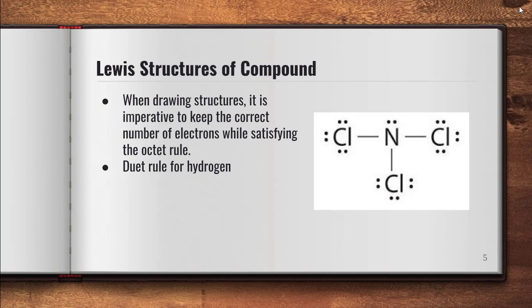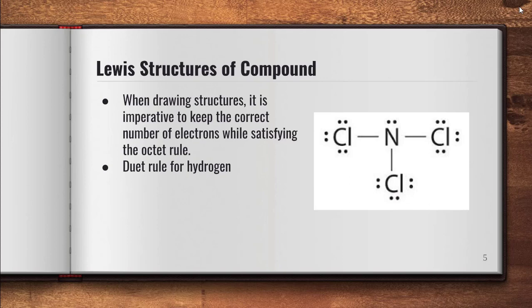One other thing to keep in mind is that when we are drawing structures, it is imperative to keep the correct number of electrons while satisfying the octet rule. Remember that they can only have a maximum of 8 electrons in their outer shell. In fact, that's what they want to have in order to be most stable. Also keep in mind that hydrogen follows a duet rule because there's only an s orbital in the first energy level. They can only have a maximum of 2 valence electrons.